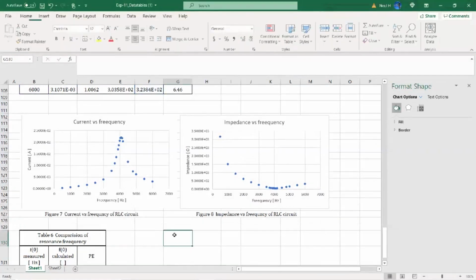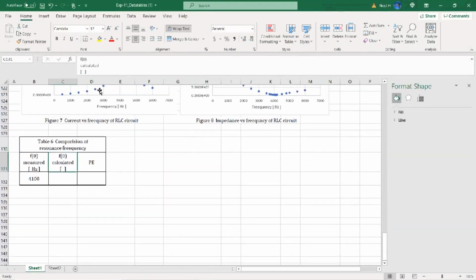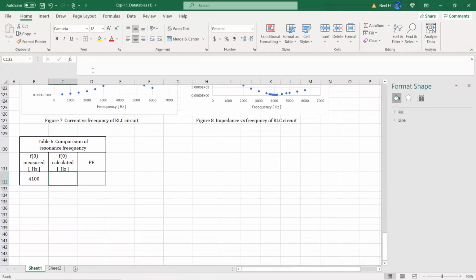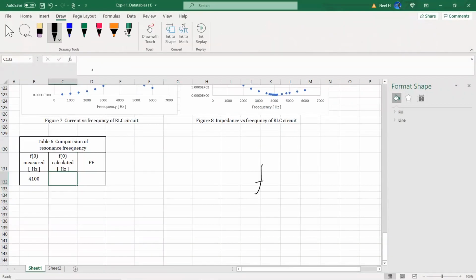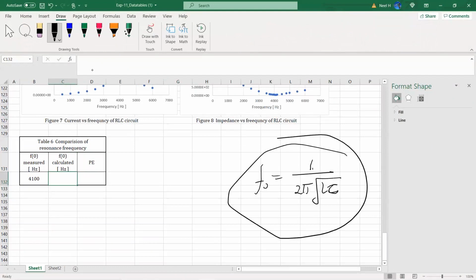Now everything looks good. The only thing I have to do is to calculate the resonance frequency from our formula. You know the formula for the resonance frequency for this particular circuit, 1 over 2 pi times the square root of LC, right? We'll check that out. Any question?